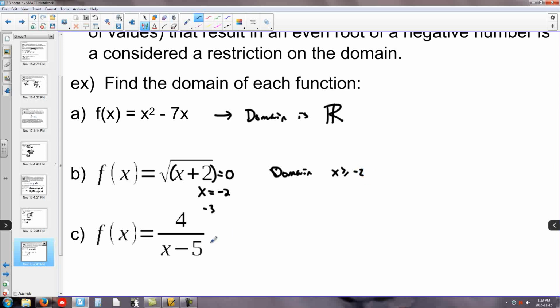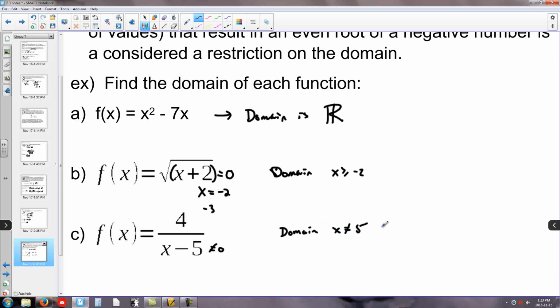And this last one, the thing I have to avoid is letting the denominator be 0. That's not actually allowed. Well, the only value that wouldn't work is the 5, because 5 minus 5 is 0. So we would say the domain is x does not equal 5.